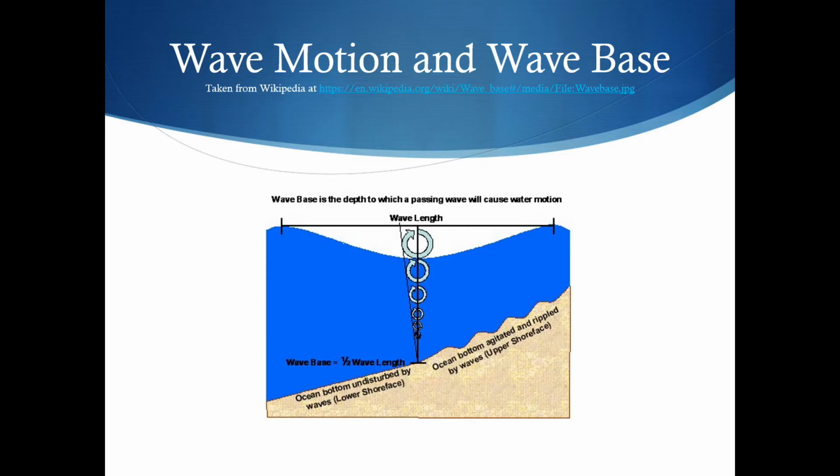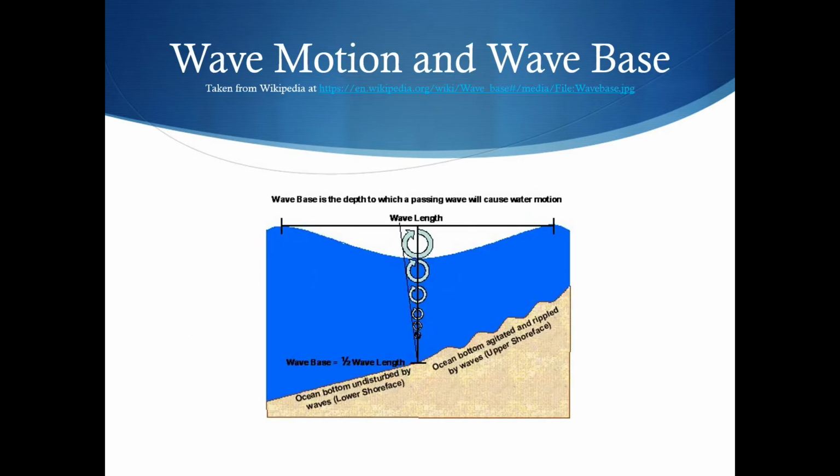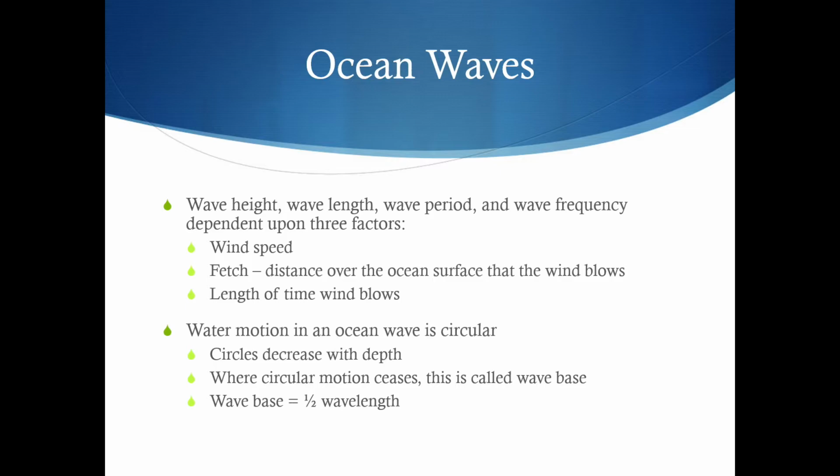Those tiny little circles of water molecule movement get smaller and smaller as you go down, because the wind effect gets less and less, right? The wind's going to be most effective at the very surface and gets less and less effective as you go down. So those circles decrease with depth. Where the circle motion ceases, we call that wave base. So you'll see down there that little horizontal black line that says wave base equals half the wavelength. That's where the wave action stops having an effect on the water. So winds no longer have an effect at that depth. The little circles stop. And wave base is half the wavelength.